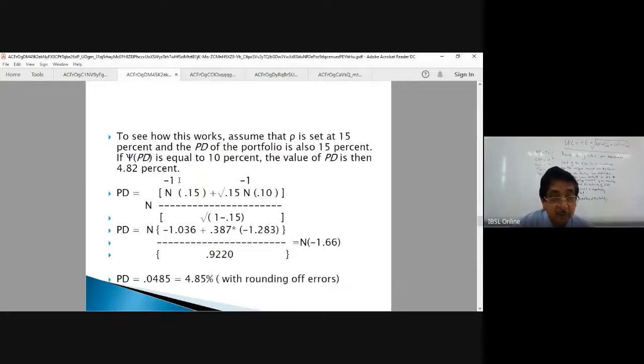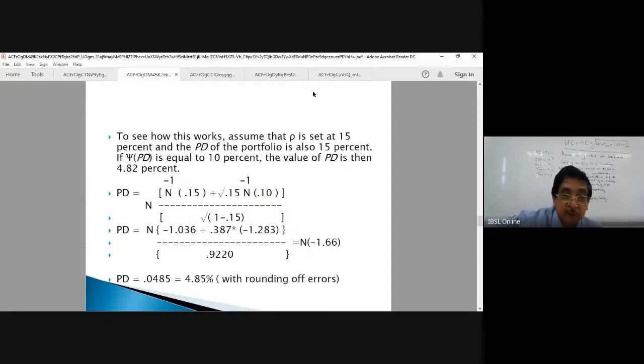Right. Now I will show you how we can get at this value. To see how this works, assume that rho is set at 15% and the PD of the portfolio is also 15%. If psi(PD) is equal to 10%, the value of PD is then 4.82%. Now that is given and we can check whether it is correct. Now we have used these values, and those values being substituted in the formula, we will see whether the value gives the correct answer.